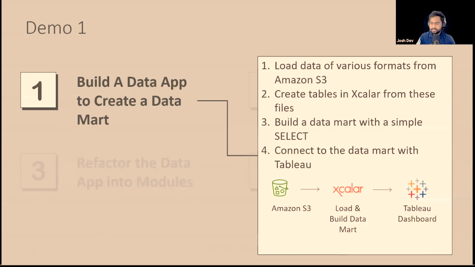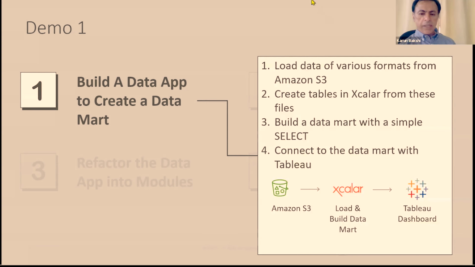So let's go back to our demo and do a quick recap. In the demo that you just saw, we loaded files of various types sitting on S3. We built a data mart using a simple select statement. We then connected to that data mart with Tableau. And then we went through some data exploration exercises, including profiling of a column, correlations between columns, and also data lineage. So I'll hand it back to you, Karun. Great, thank you, Josh. Next slide, please.